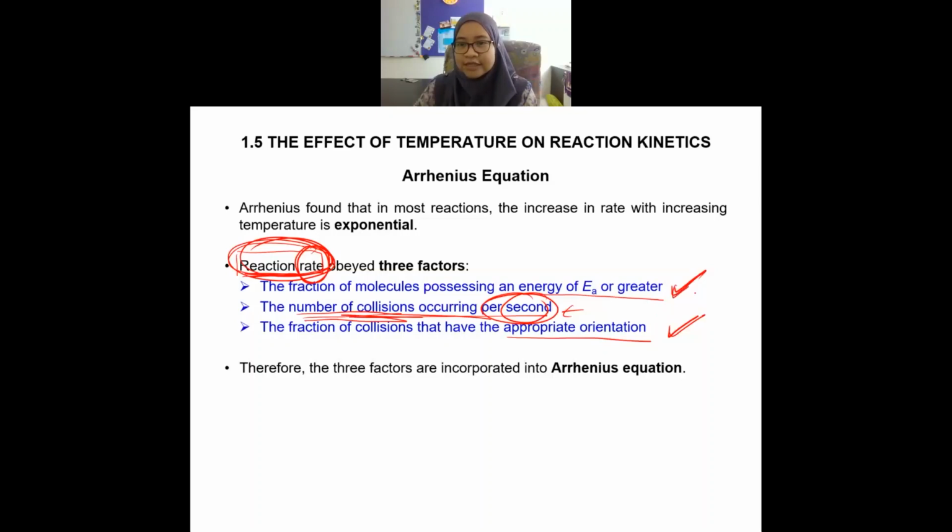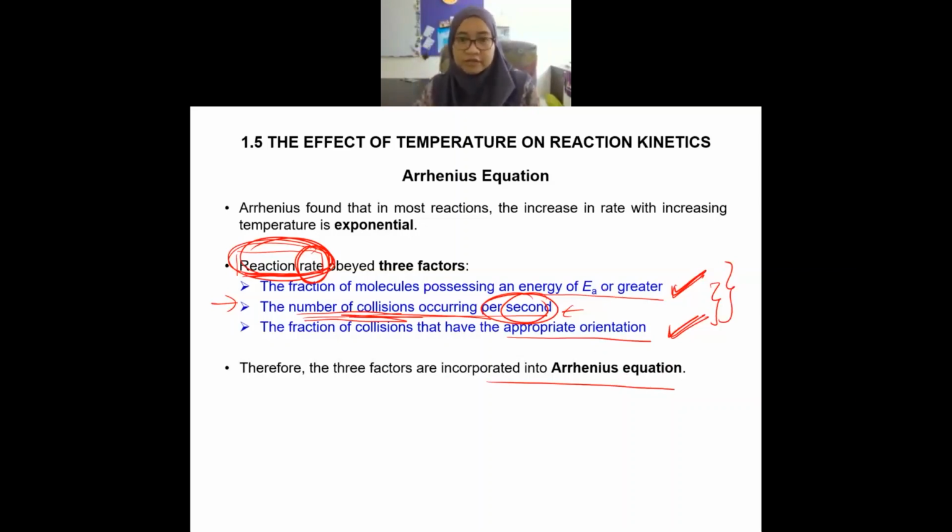Luckily it overlaps with effective collision, so you can memorize them together. If the question asks for 3 factors, you have to include this one. If it asks for 2 factors, just include these 2, because these are the most common, as we have these 2 in the factors that can affect effective collision as well. Therefore, the 3 factors are incorporated in the Arrhenius equation.